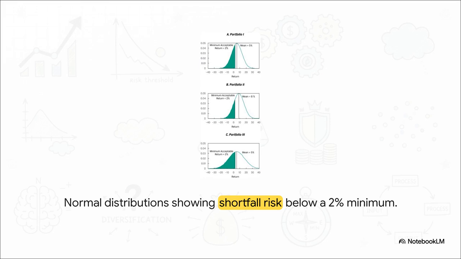To visualize this, notice the shaded green areas on these distributions. The vertical black line on the left of each chart represents a minimum acceptable return of 2%. That shaded green area? That's our mathematical danger zone. It represents the precise probability that the portfolio's return will drop below our absolute 2% floor. Ultimately, our entire goal here is to make that green area as tiny as mathematically possible.